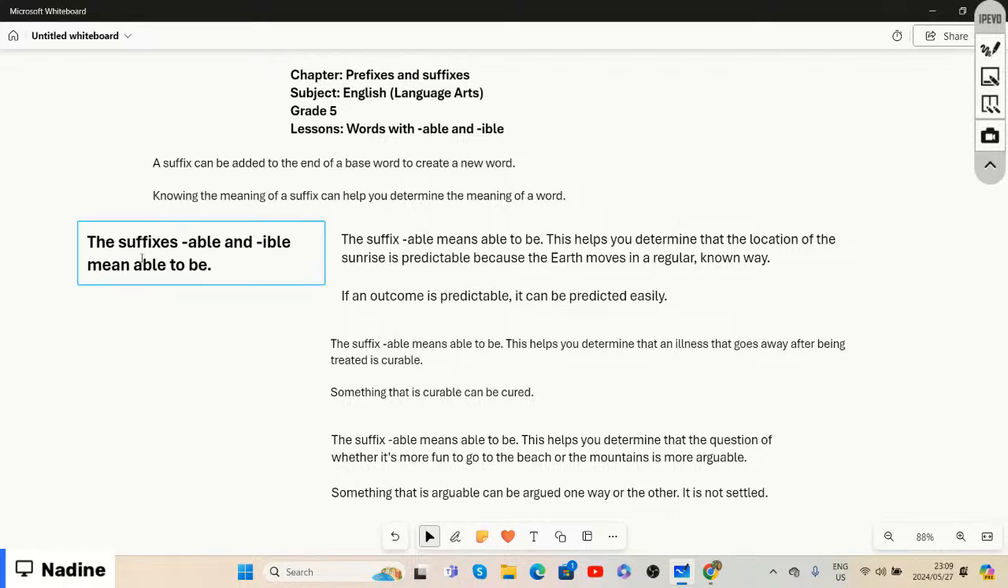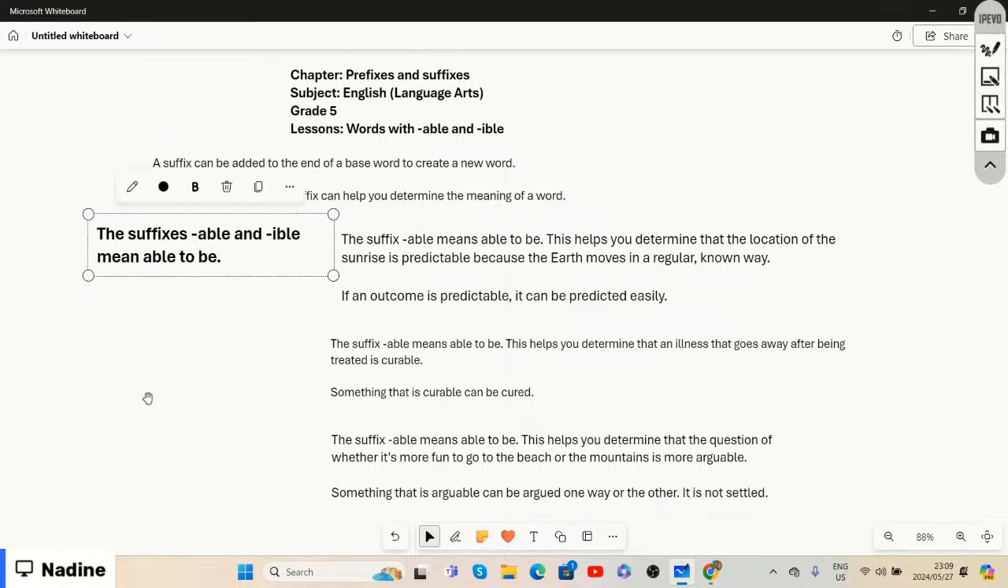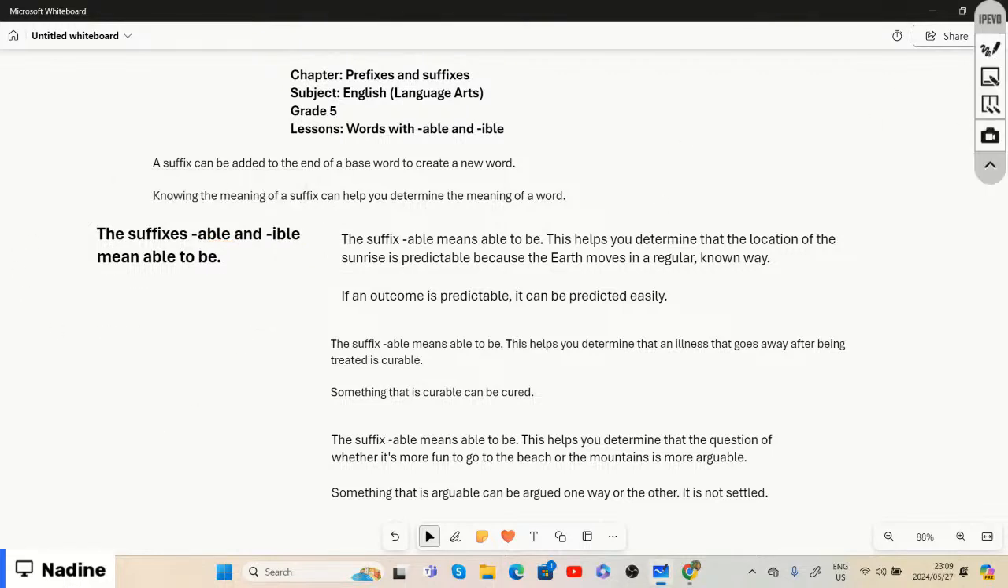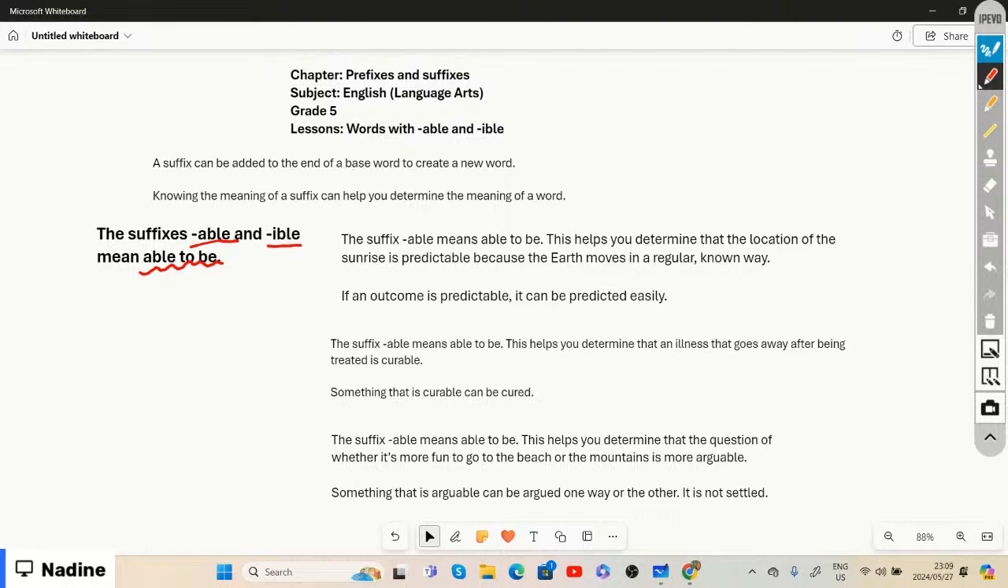So we are doing the suffix able, right? When it comes to able, knowing the meaning of the suffix will help you to determine the meaning of the new word. The suffix able means able to be, right? So whatever word you added it to, you need to also incorporate the meaning of able to be.